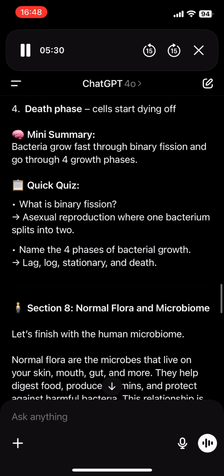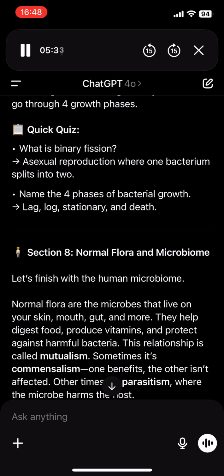Quick quiz. What is binary fission? Asexual reproduction where one bacterium splits into two. Name the 4 phases of bacterial growth: lag, log, stationary, and death.